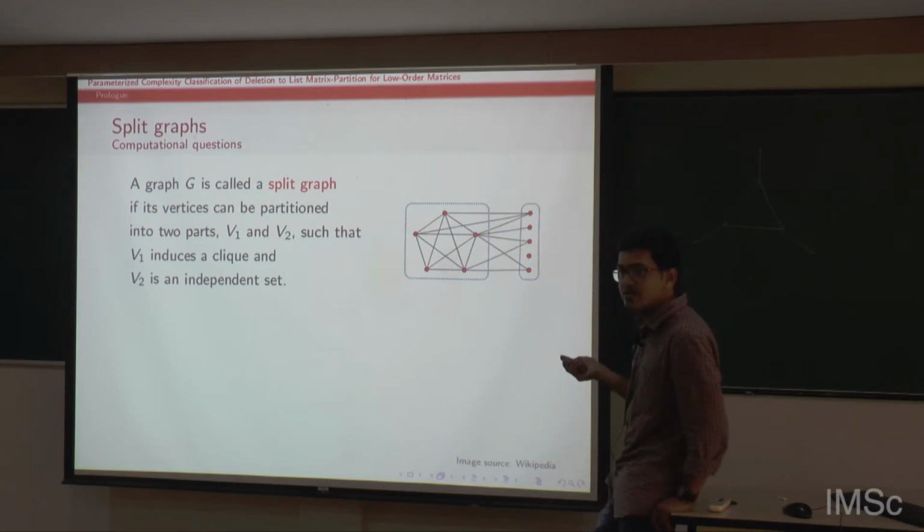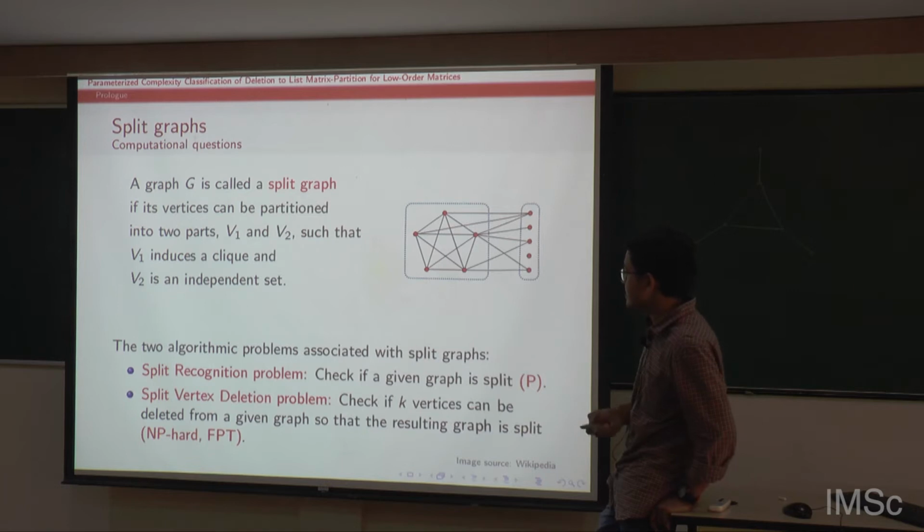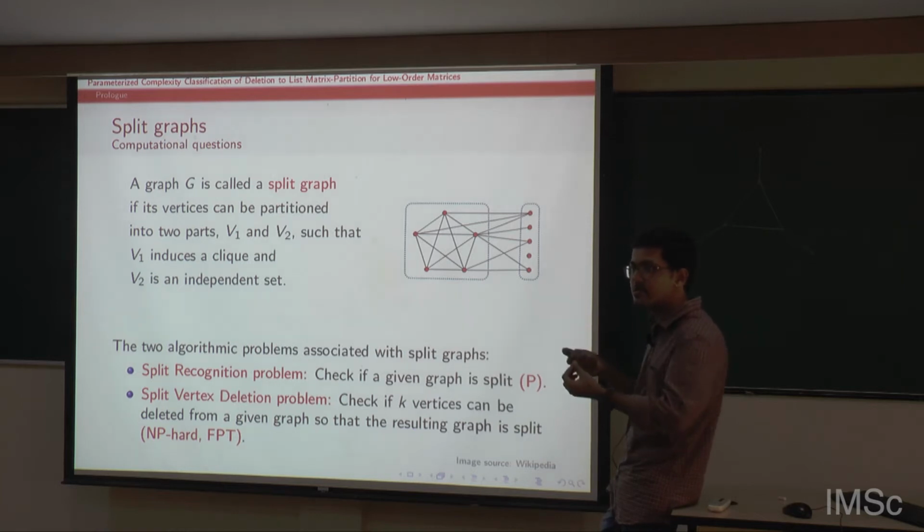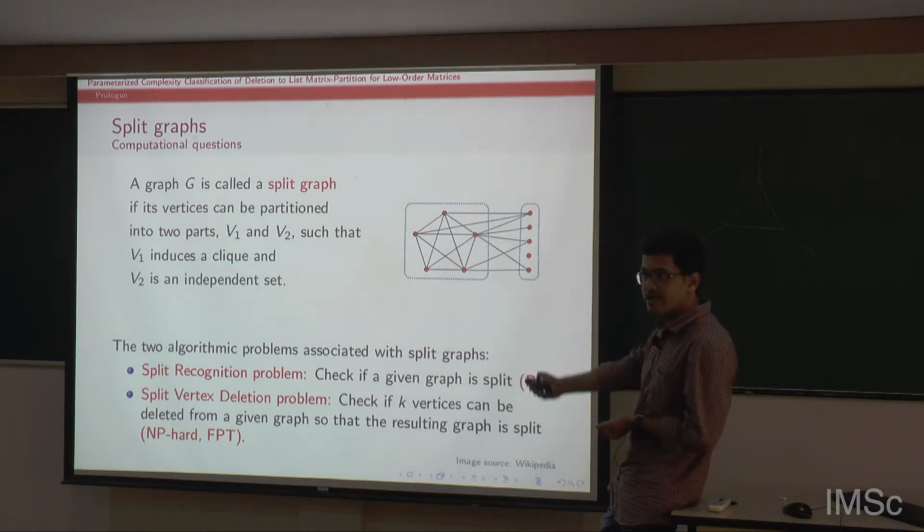So once we have a graph class, there are algorithmic questions that we would like to ask, and the two natural questions that we often ask are, one is the recognition problem. If you're given a graph, does this graph belong to this class? And the other is the deletion problem, which is you're given a graph and an integer k. The question is, can you delete k vertices from this graph so that the remaining graph belongs to this class? So in the case of split graphs, all of you must know that the recognition problem is polynomial time solvable and the deletion problem is NP hard but fixed parameter tractable, parameterized by k.